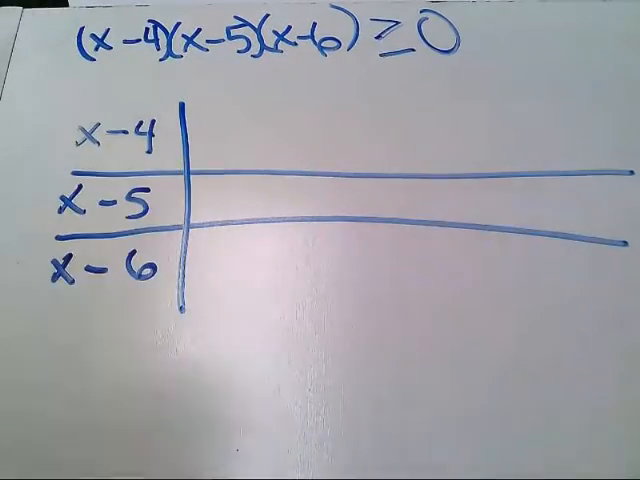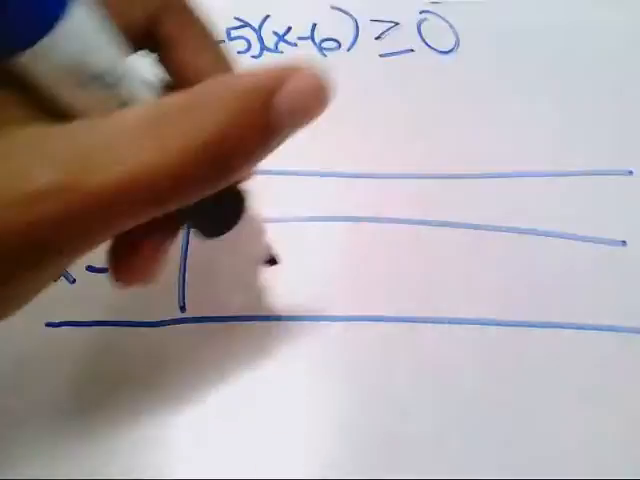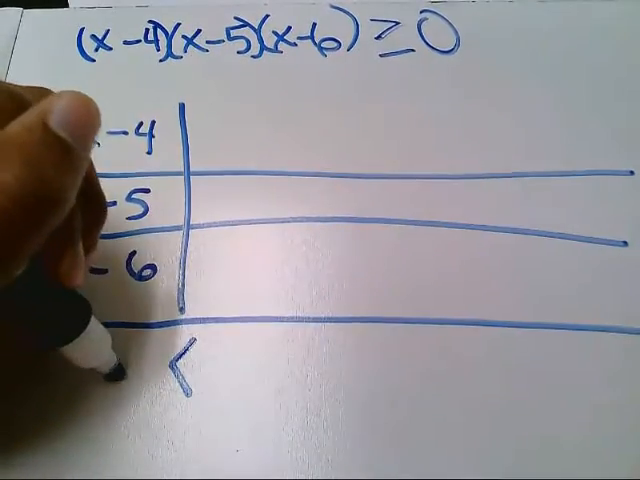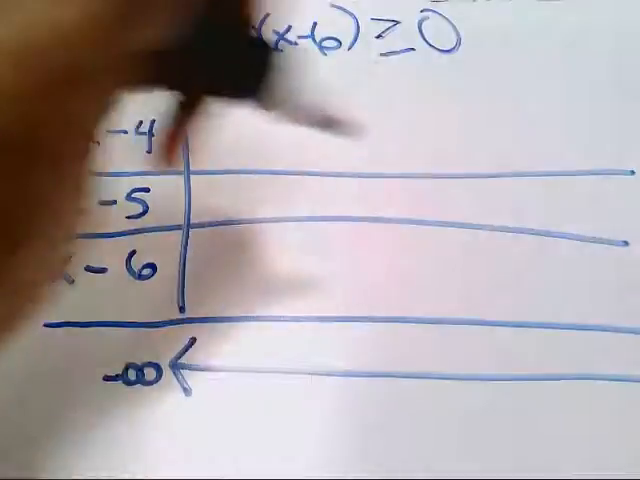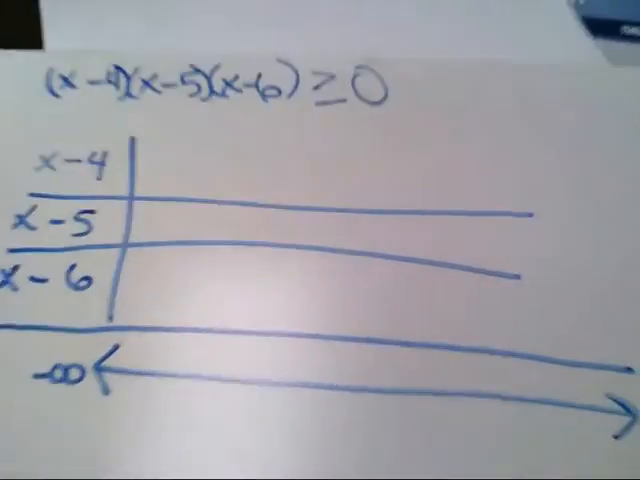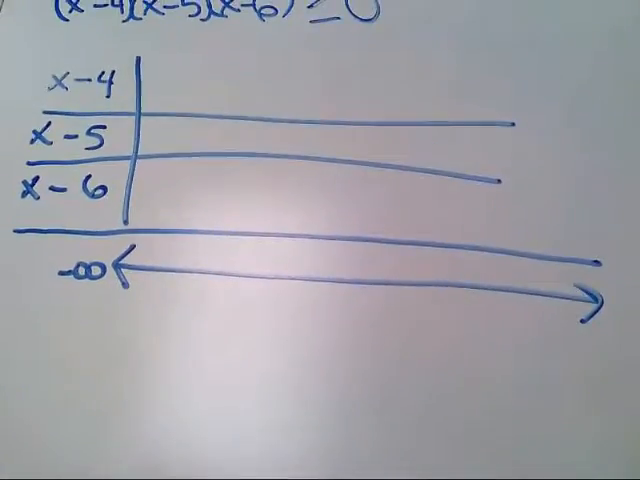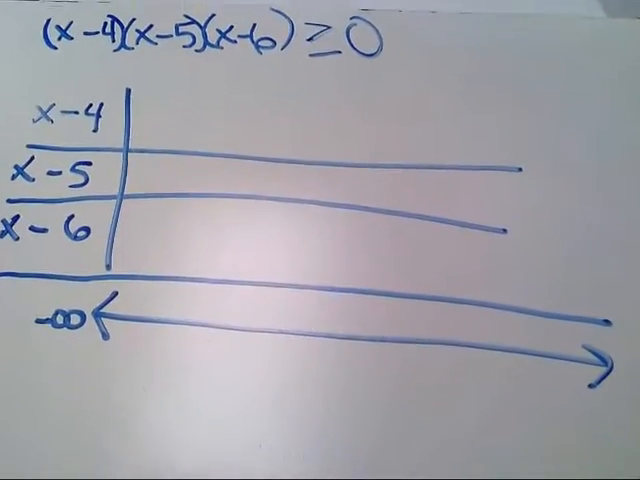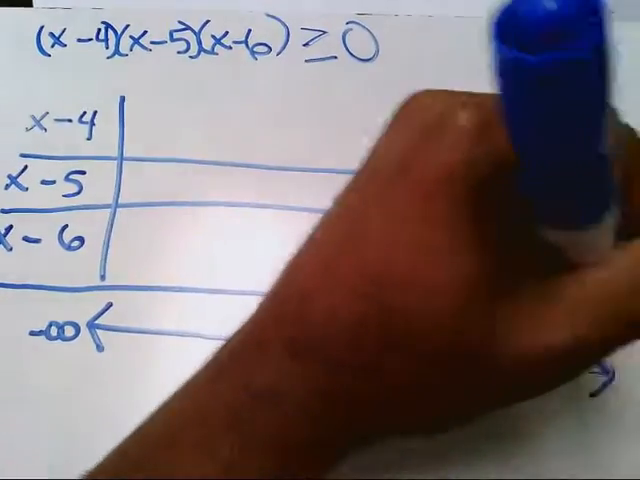Now, underneath our sign chart, we're going to use a number line. We're going to draw a number line that goes from negative infinity over to positive infinity. So let me zoom out a little bit so we can see the whole thing. So going from negative infinity to positive infinity is what our number line does, and we put that under the sign chart.